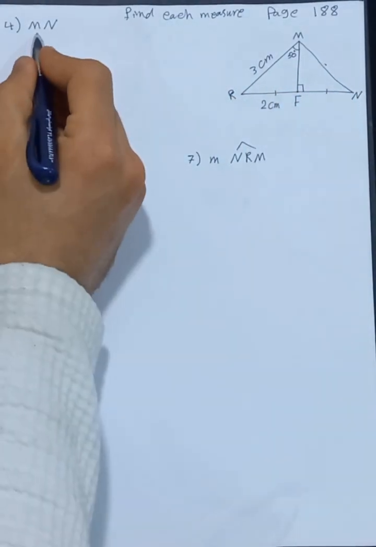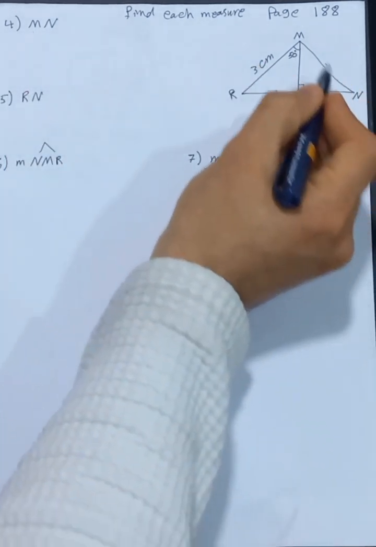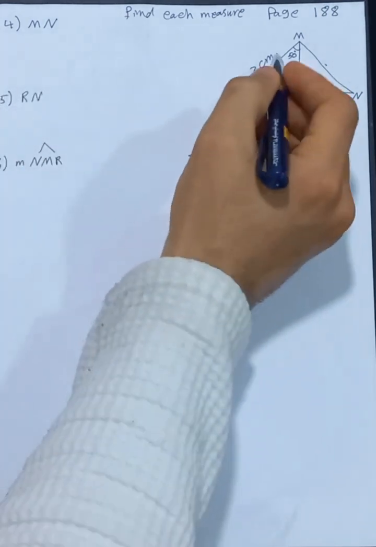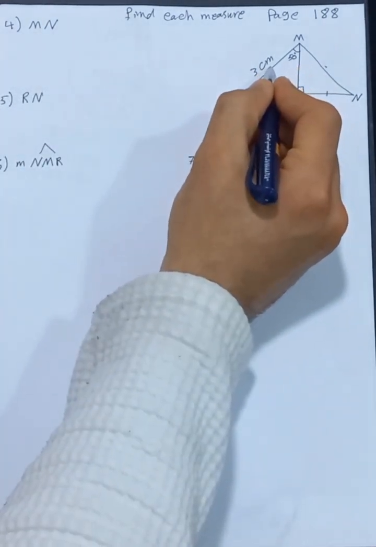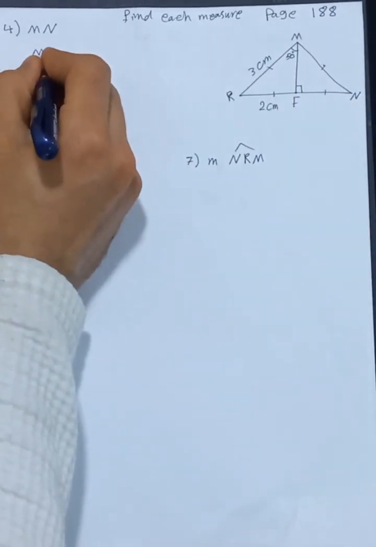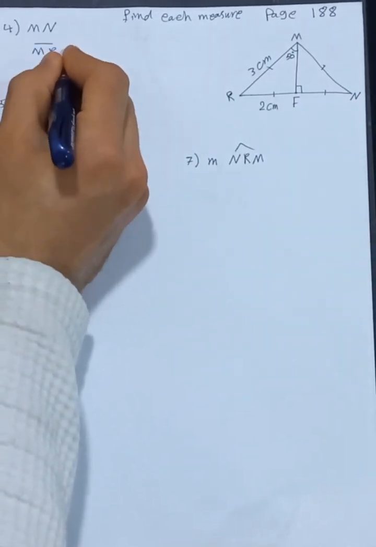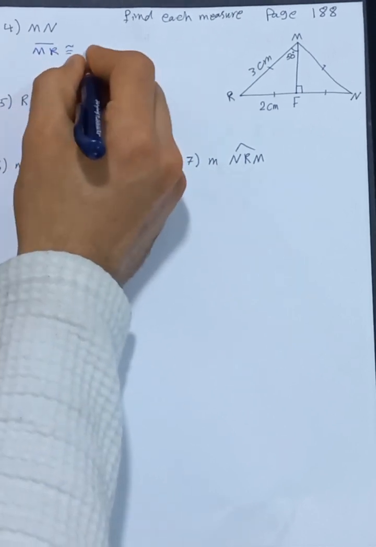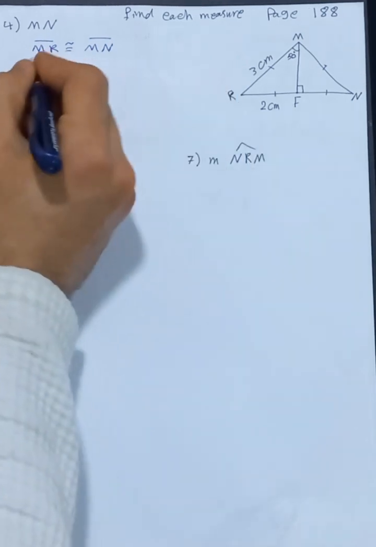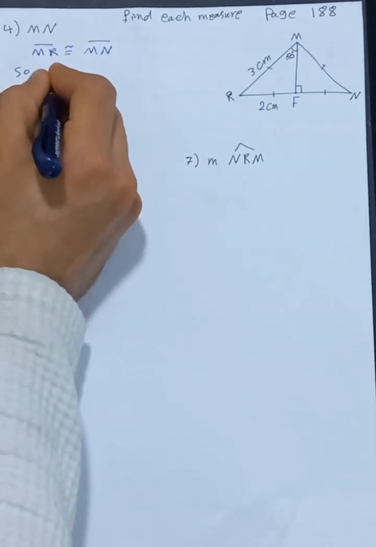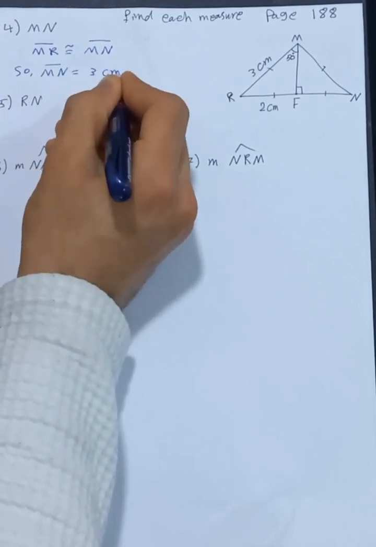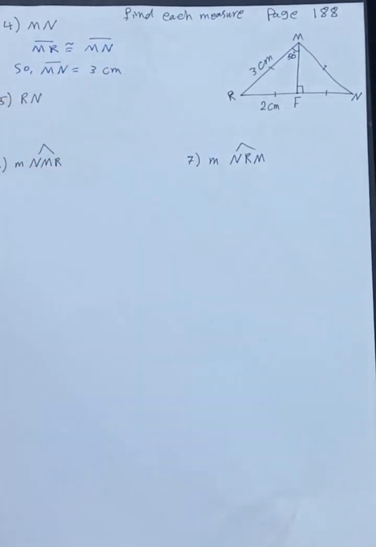The first question said find MN. It said find this side MN. We know that because it is isosceles, it means MR is congruent with MN. So MR is congruent with MN. When it is congruent, we can say that MN is equal to 3 centimeter. It's as simple as that.